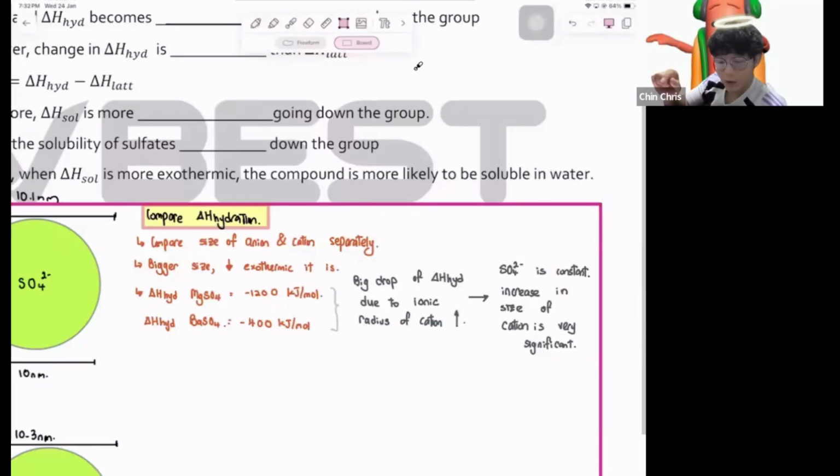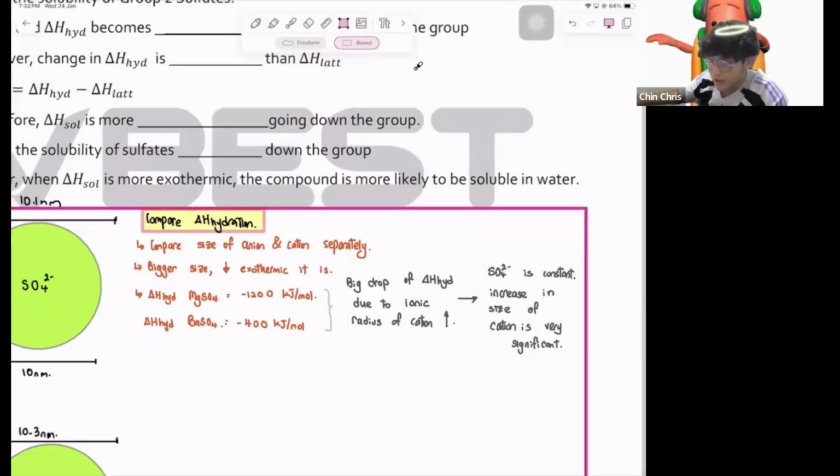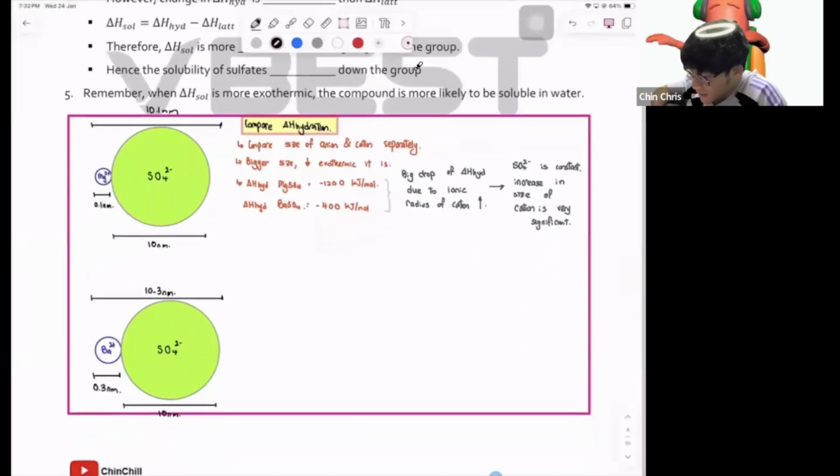All right, guys. Now let's continue. Okay, we are done with our delta H hydration. Now let's continue with delta H lattice. You see? How do you compare my delta H lattice?